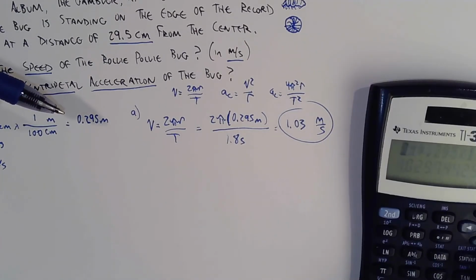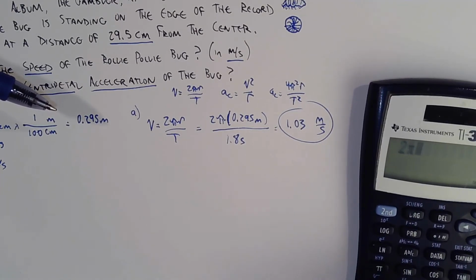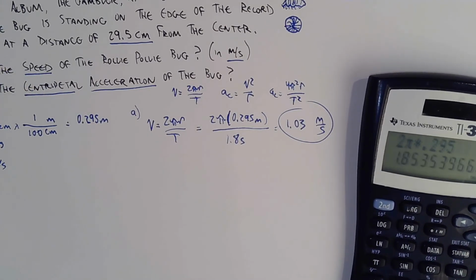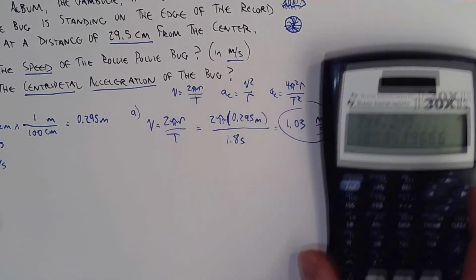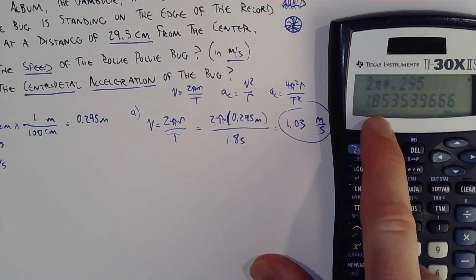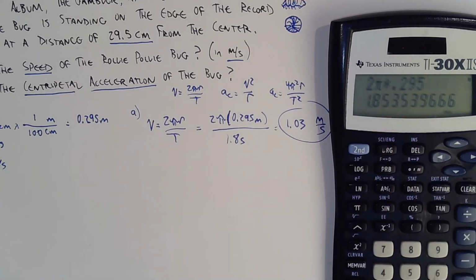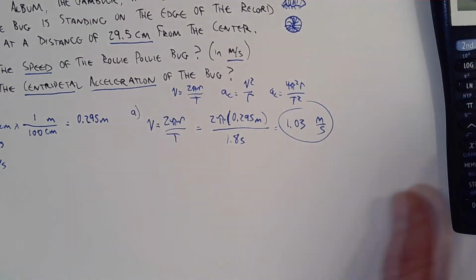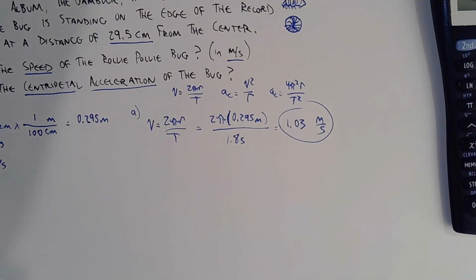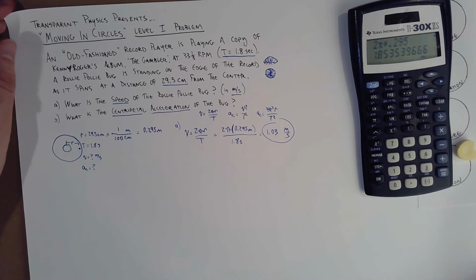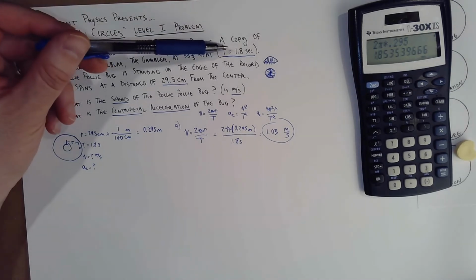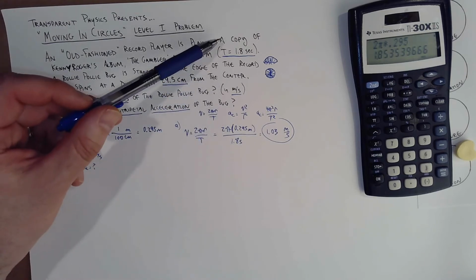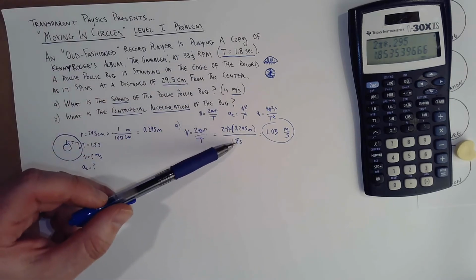Well, their circumference is 2 pi times 0.295. So the whole circumference is about 1.85 meters, which honestly is bigger than I thought it would be. Since the circumference is almost 2 meters and the period is 1.8 seconds, the idea is that you're covering roughly half of a period in this time period.